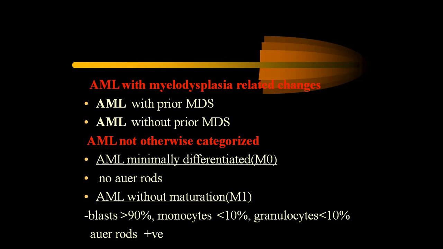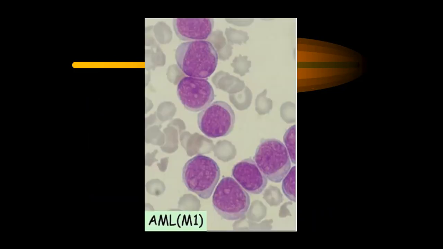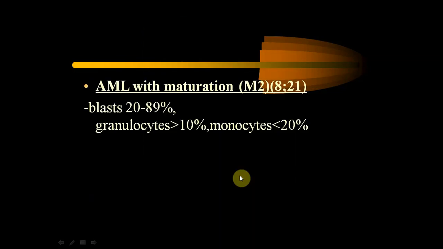Then we have AML without maturation, M1. Here blasts are more than 90%, monocytes are less than 10%, and granulocytes are less than 10%. Auer rods are present in this blast. So this is the M1 blast. There is no maturation. You're not seeing any granulocytes or monocytes here much. We are seeing predominantly more than 90% blasts.